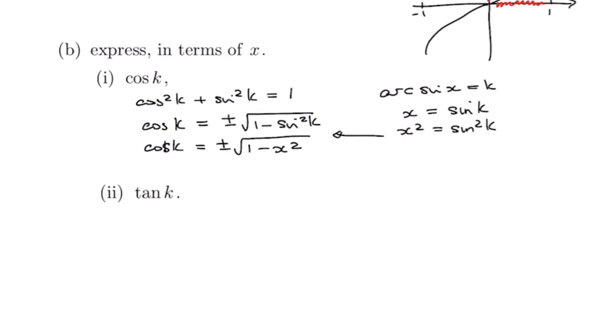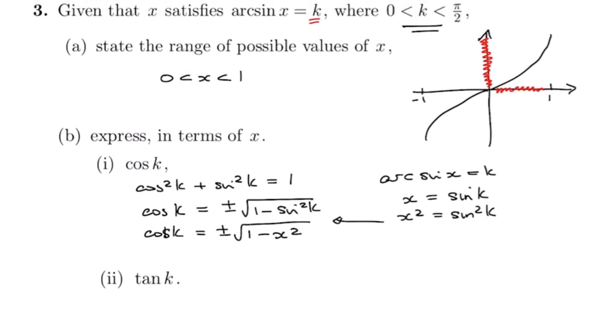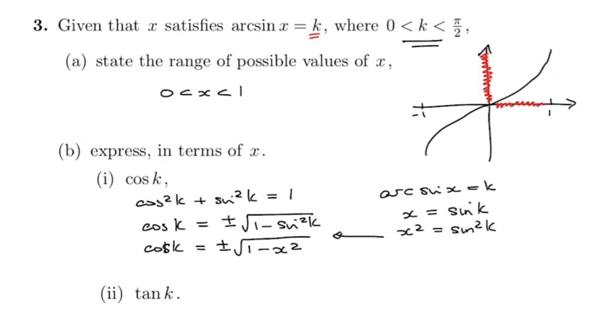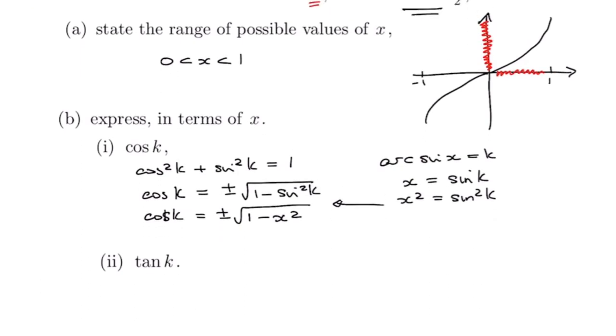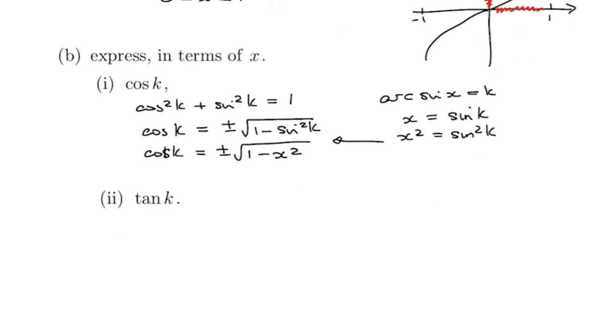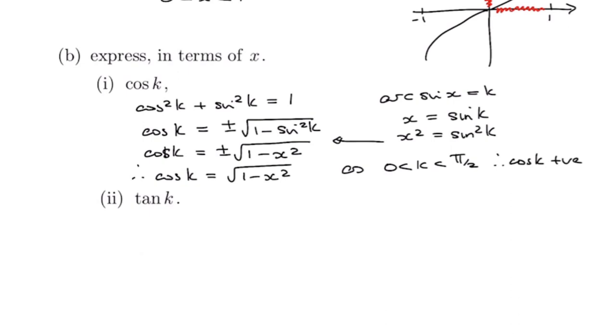But of course, because k, we were told at the top, k is between 0 and pi over 2, then cos of k will be positive. Okay, we can write that as 0 is less than k, which is less than pi over 2. You know, for your cos graph, that will be above the x-axis. Therefore, cos k is positive. Therefore, my expression is the square root of 1 minus x squared.